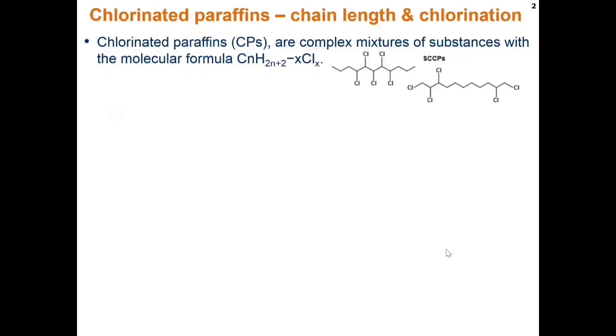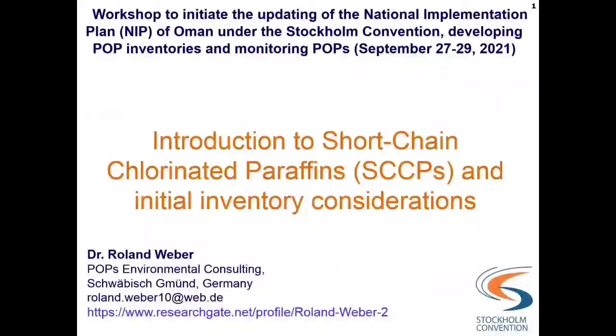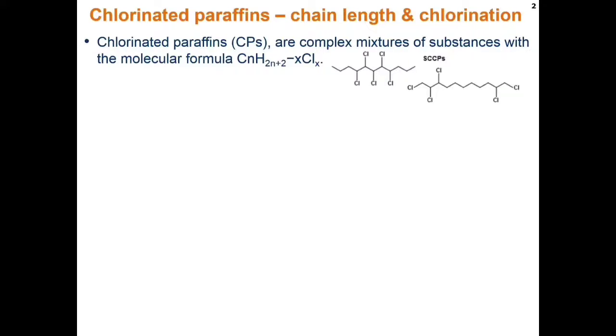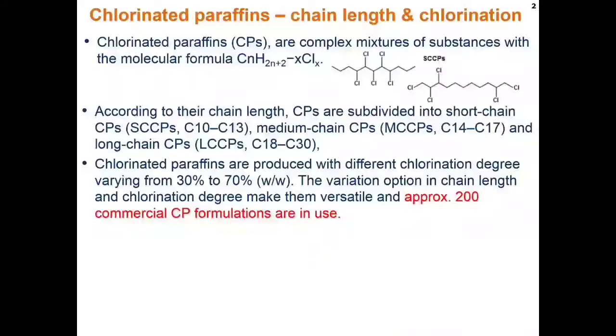Okay, good. So, introduction to short-chain chlorinated paraffins and initial inventory considerations. Chlorinated paraffins are a complex mixture of substances which are alkylates, which are chlorinated. According to their different chain length, chlorinated paraffins are subdivided into short-chain chlorinated paraffins, with a carbon chain length of 10 to 13, medium-chain chlorinated paraffins, MCCPs, chain lengths 14 to 17, and long-chain chlorinated paraffins with a chain length of carbon 18 to carbon 30.